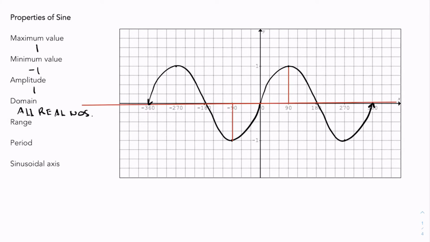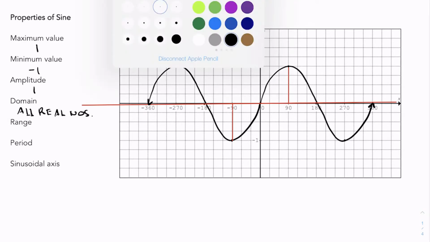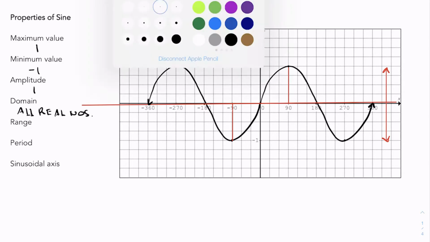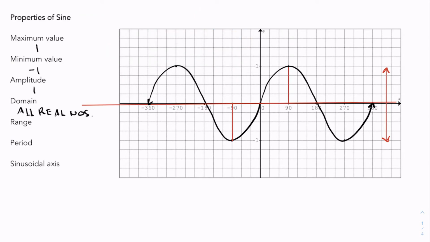The range is all the values which this function takes on in terms of the y's. And in this case, you'll notice that we go as high as 1 and as low as -1. So for my range, I'm going to write in set notation, y is a real number such that y is between -1 and 1.